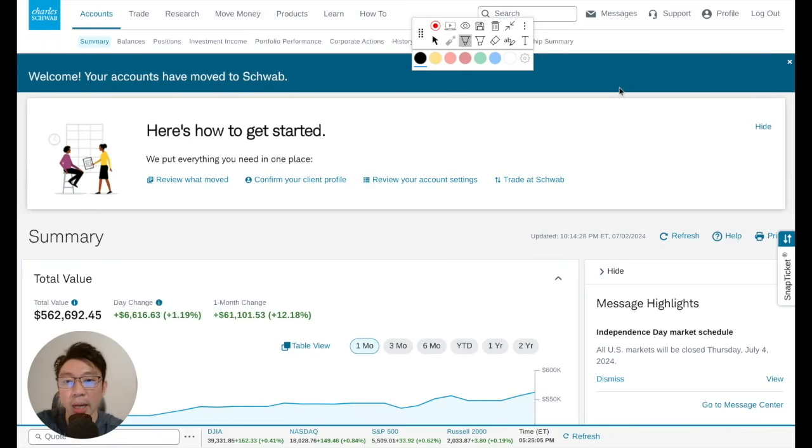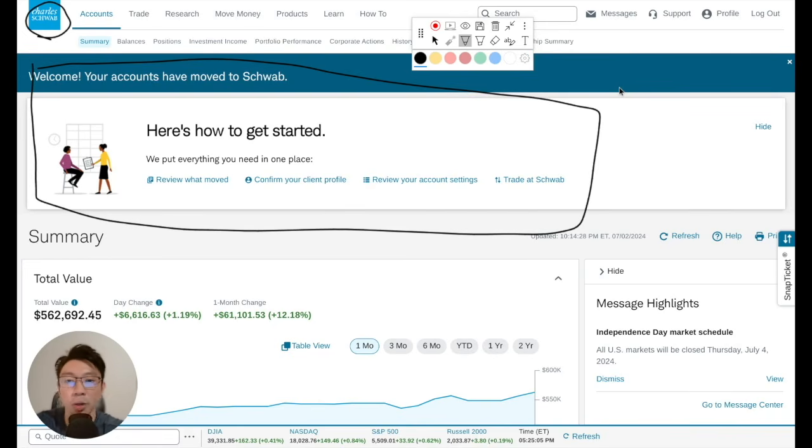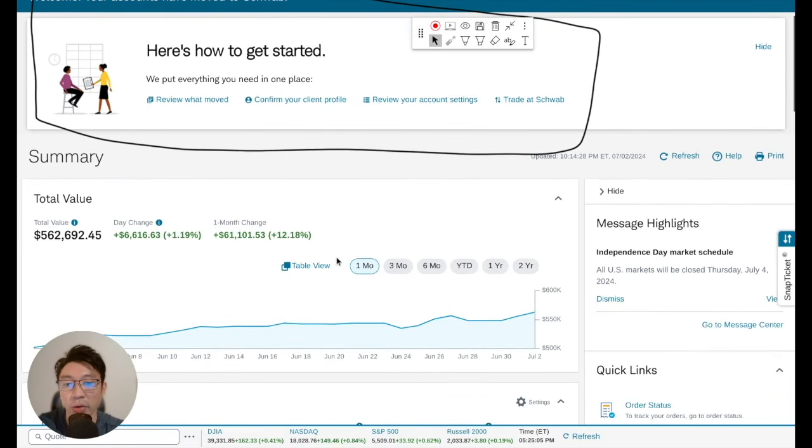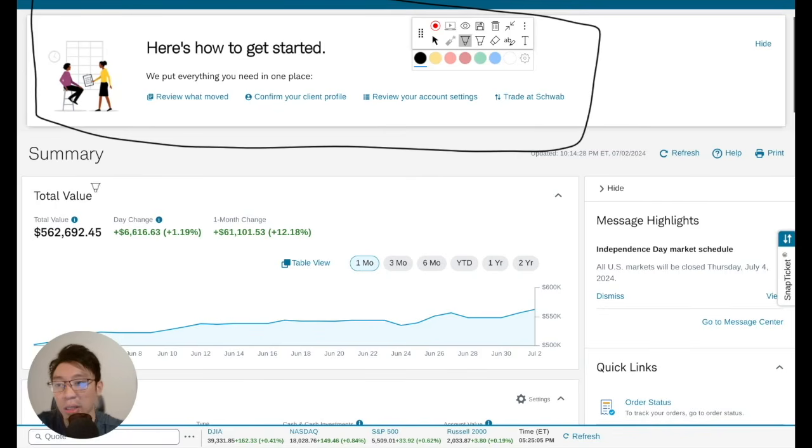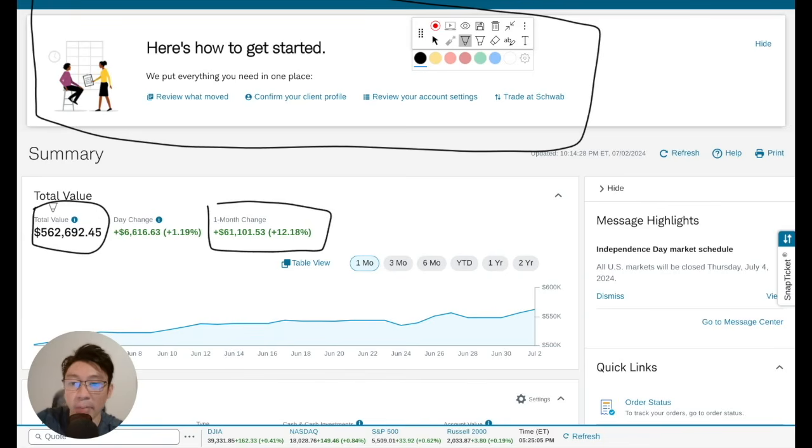So right now I'm in my account management page inside Charles Schwab. As you can see down here, it recently moved from TD Ameritrade to Charles Schwab. I was one of the clients who started off with TD Ameritrade, and then Charles Schwab moved my account over to them. As you can see, this account is doing not so bad as well, right? For the past 1 month, the total value right now is over $500,000, about $562,000, and for the 1 month change, it made about $61,000. So not too bad, right?